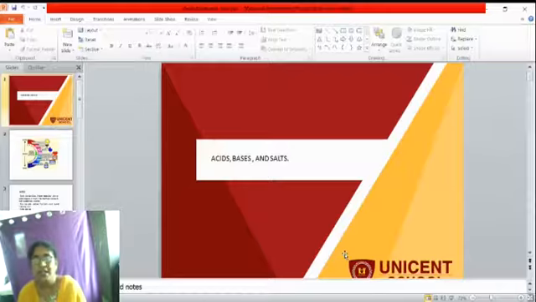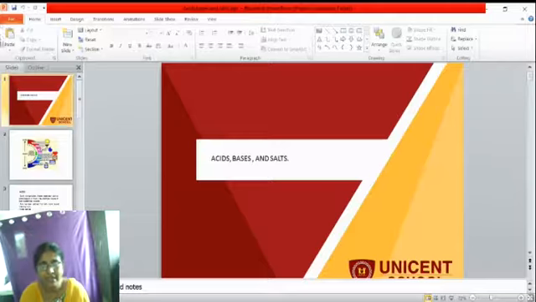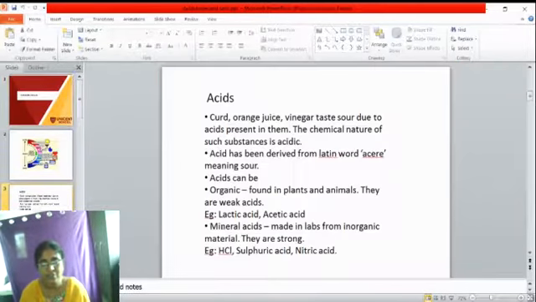Right. So, as such, these food materials have different chemical compositions. Accordingly, they are classified into acids, bases, and salts. Thus, today's topic is acids, bases, and salts. We'll learn more about acids, bases, and salts.